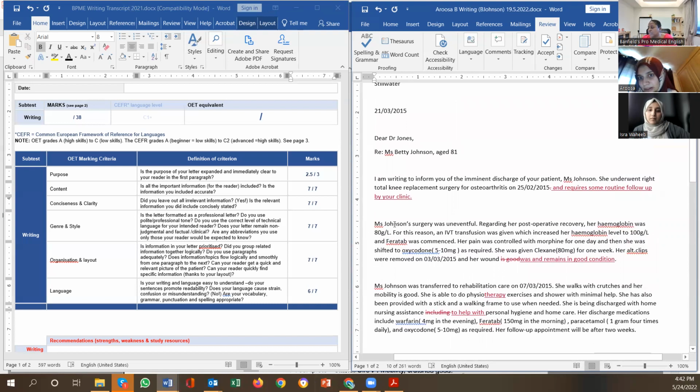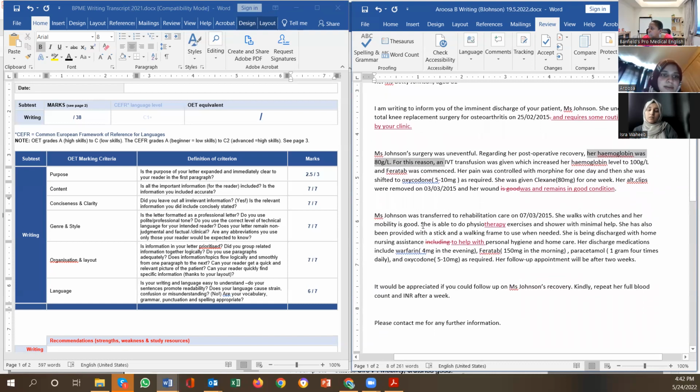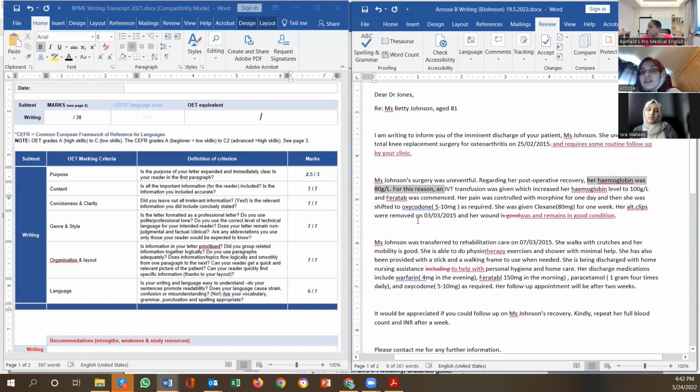You could be a little bit more concise about this. Surgery was uneventful. Her hemoglobin was that. So maybe I think we can skip this line. Her hemoglobin was 8. We should mention blood transfusion. So IV transfusion was given. Then we can cut this line, which increased her hemoglobin level to 10, and ferrotab was commenced, because we are already mentioning in the last paragraph about discharge medication, ferrotab is mentioned. So we can decrease the word count by cutting this line.